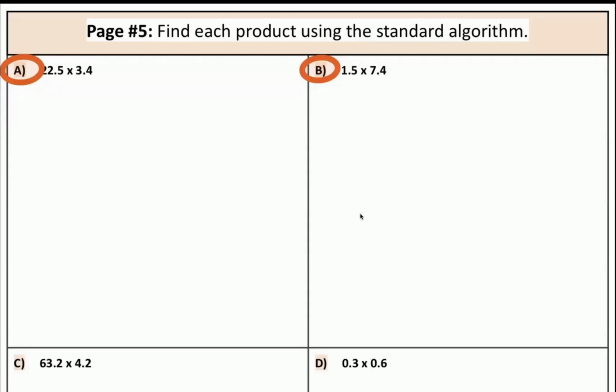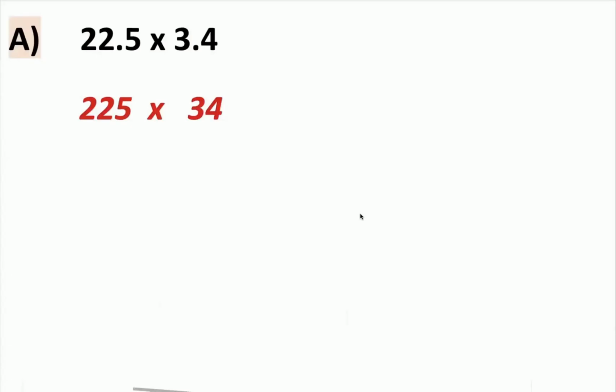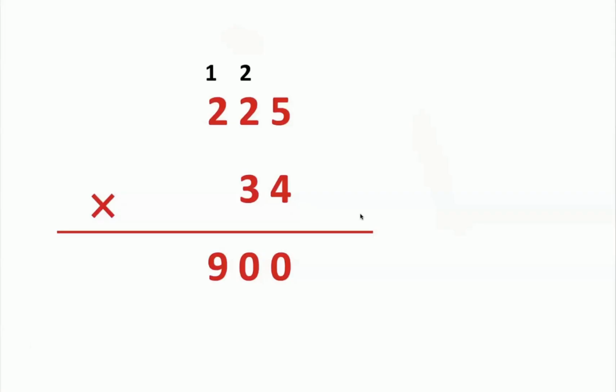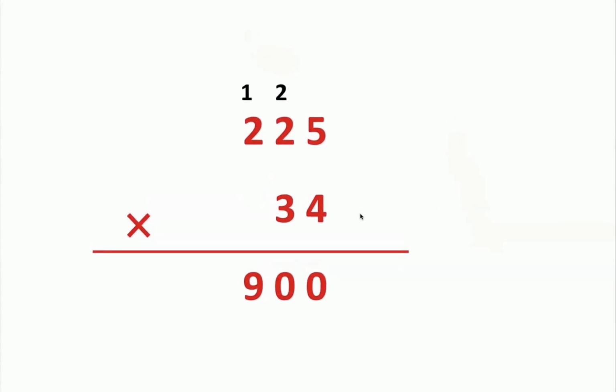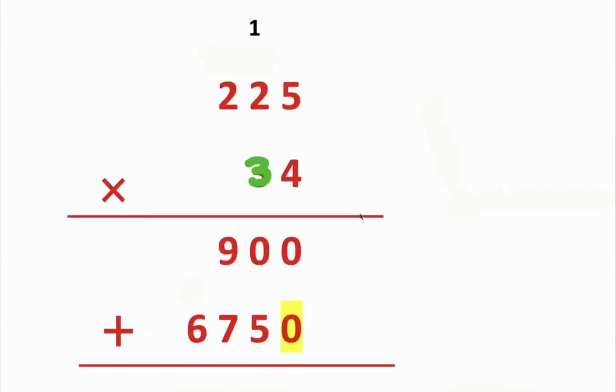Complete only A and B on page 5, then come back to the video to check your work. For problem A, you should have rewritten your problem as 225 times 34. Here's what you should have as your first row when you multiplied 4 times everything on top. Here's what you should have for your second row when you multiplied 3 times every number on top.